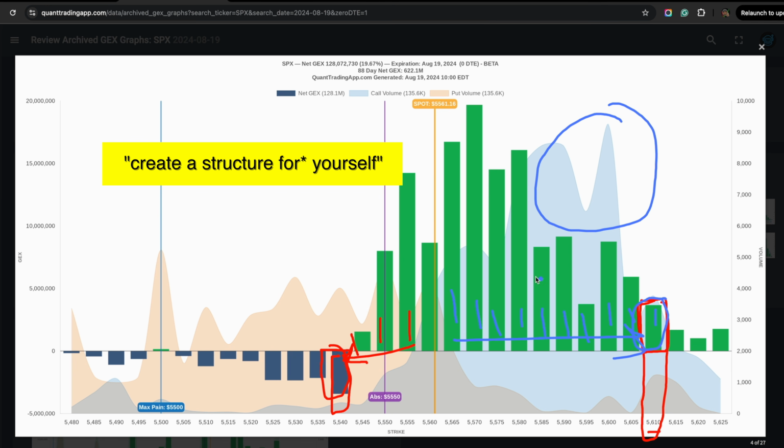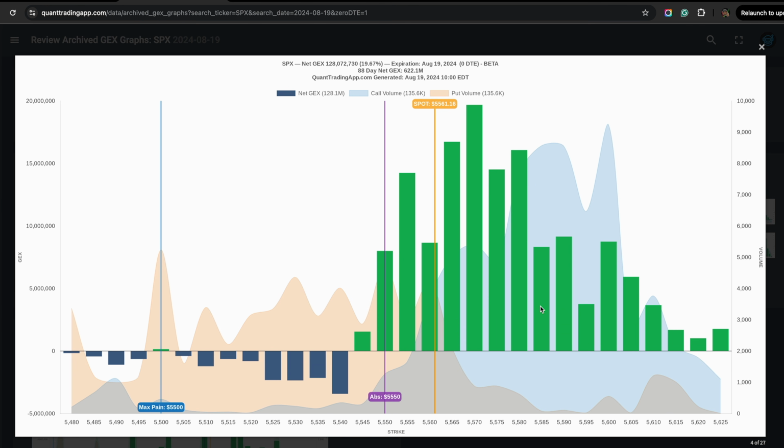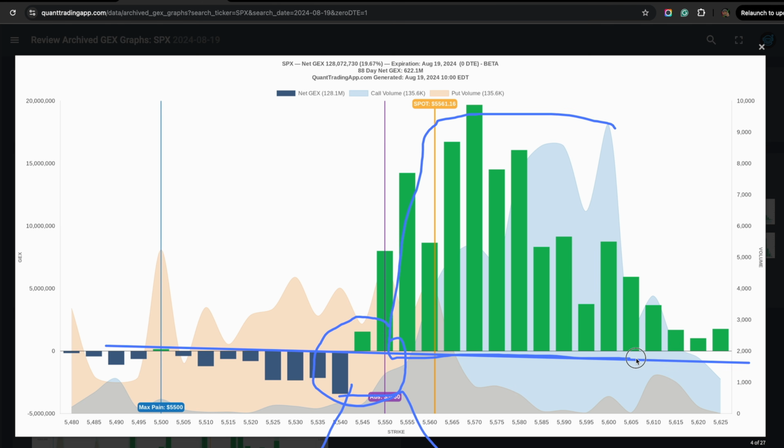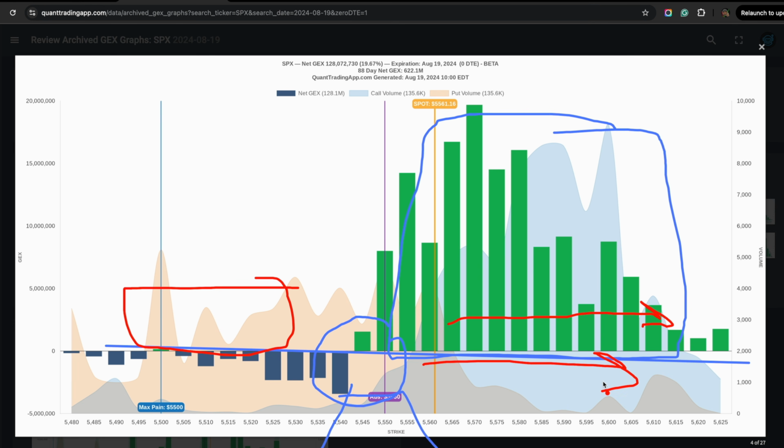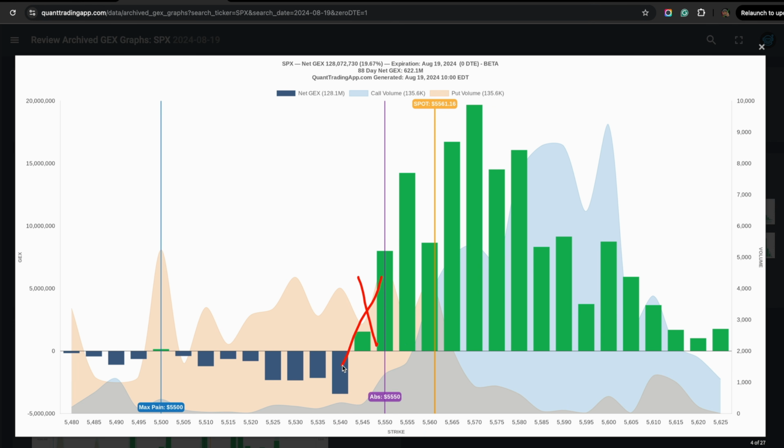This is how you can create a structure for yourself. I believe it was the previous video in which I used the analogy of a scale. If this area is about the middle of the scale and we draw a line down here and ask which side seems to have more weight, we can see that there's a lot more weight on this side relative to this side. So the scale is going to tilt this way, which means price wants to gravitate this way unless price breaks below this area. This is where you flip the script.